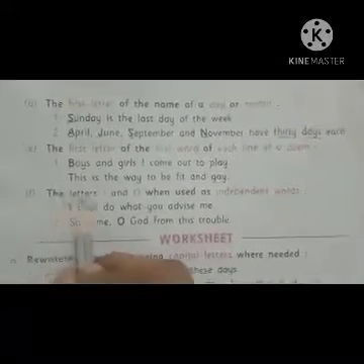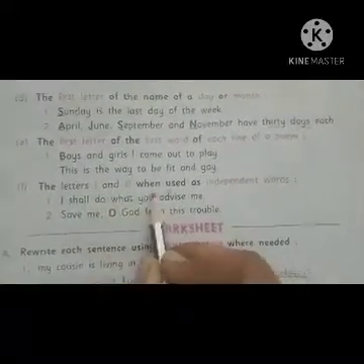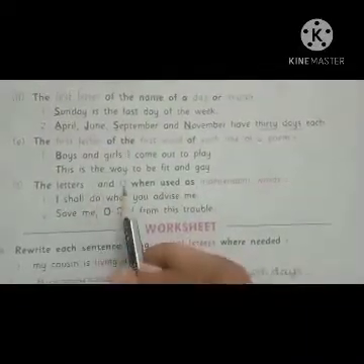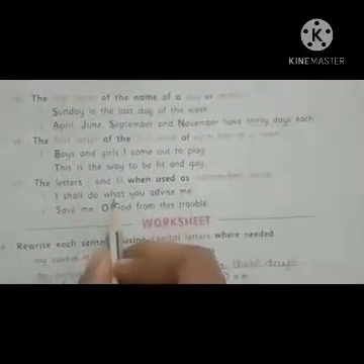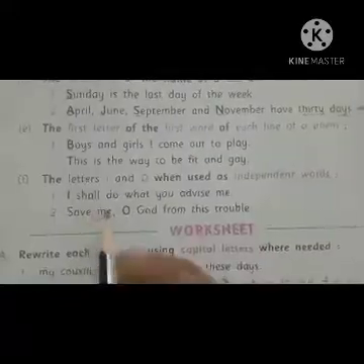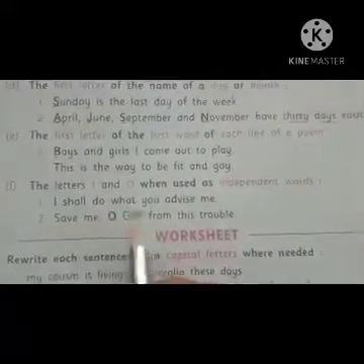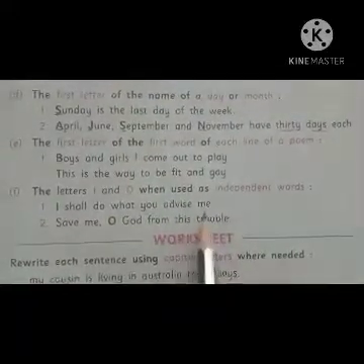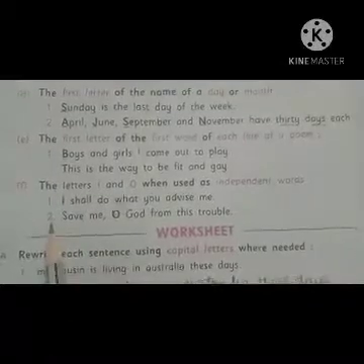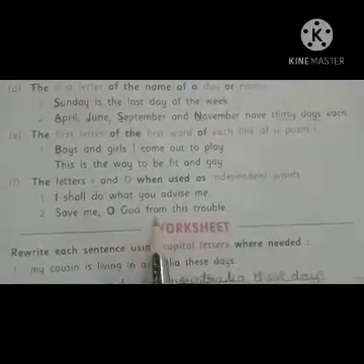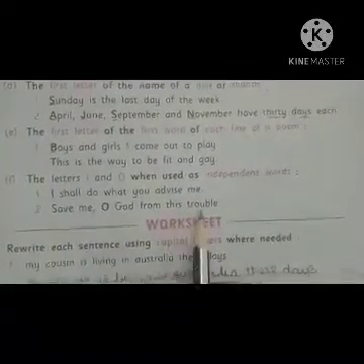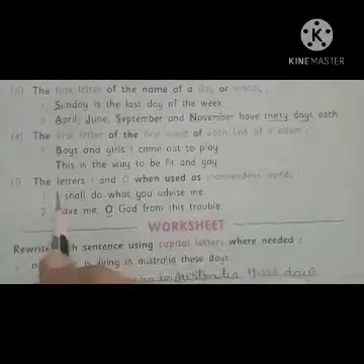Next, F bit. The letters I and O when used as independent words. Here are the letters I and O. These letters are the independent words. See here, I shall do what you advise me. Next, second one. Save me, O God, from this trouble. O and I are the independent letters.